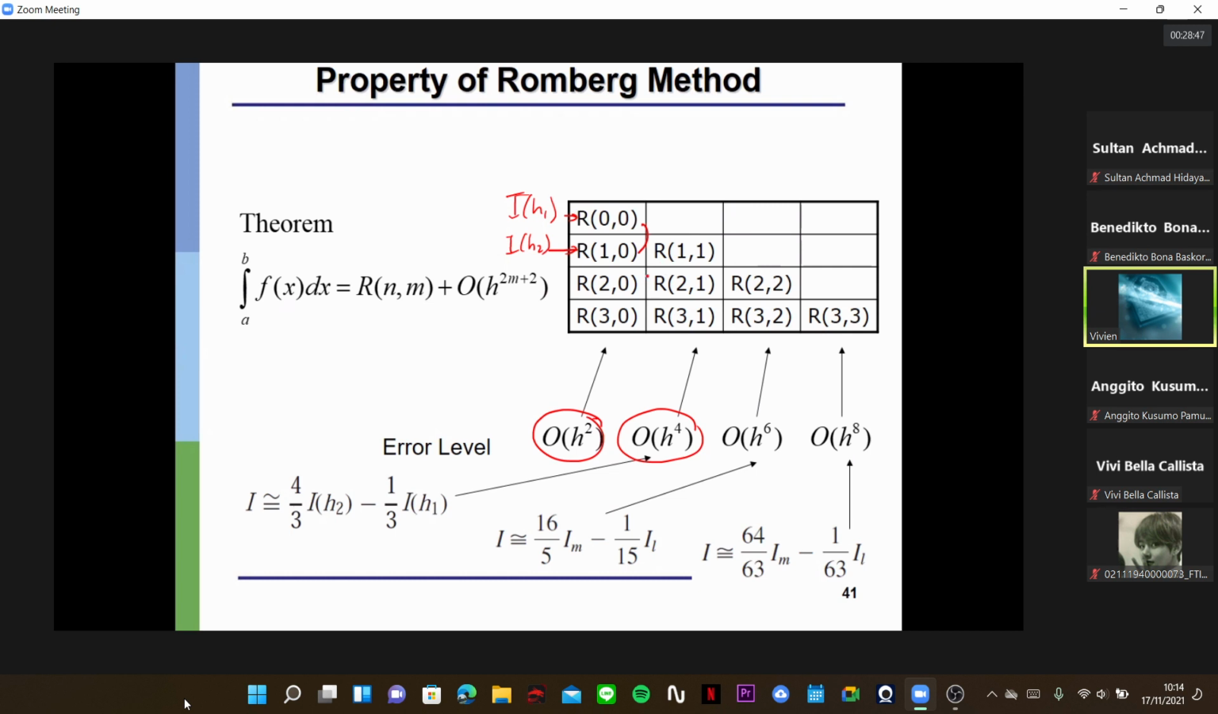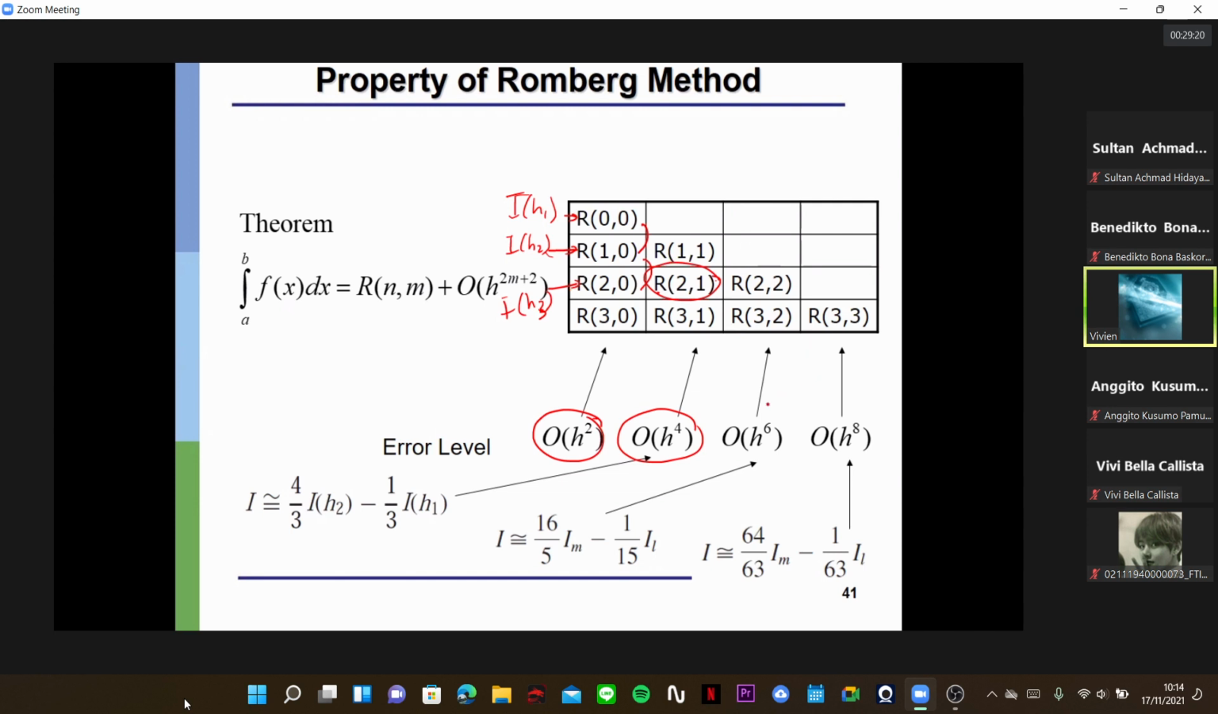Again, we can combine as well here. For example, we use 2 segments and compare with 4 segments. Here we can find the new value, which is R21. So R21 will be 4/3 of R20 minus 1/3 of R10. That will be the higher order integration value with more segments.